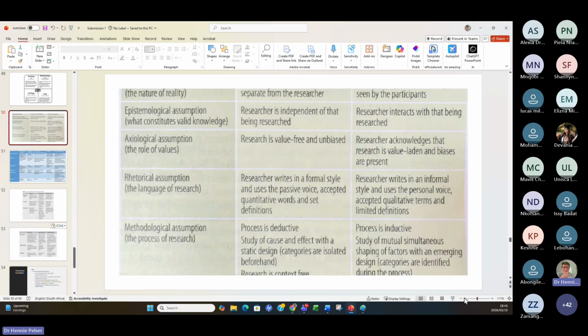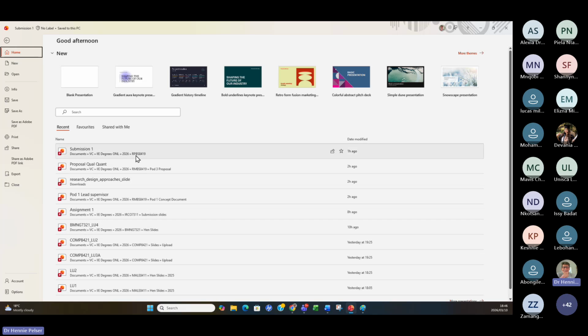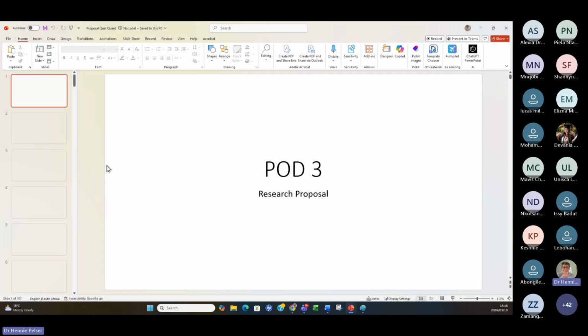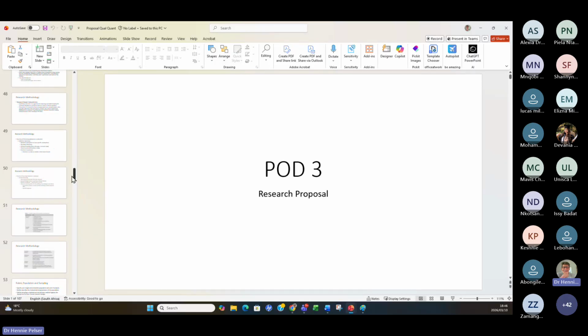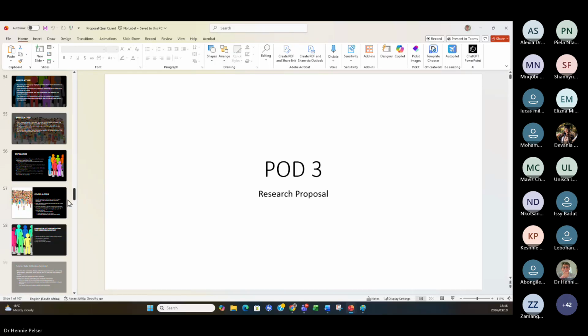Guys, I've messed this up. Can I quickly find this slide? Because this is my favorite and I've left a slide out. My apologies for this. Hold on a second. Where is it? Right. So much mess here. Where is it?